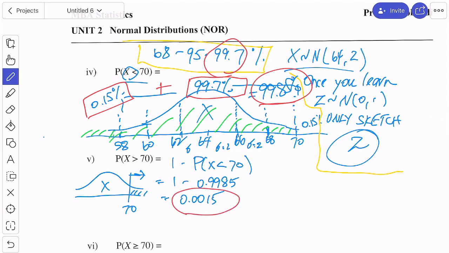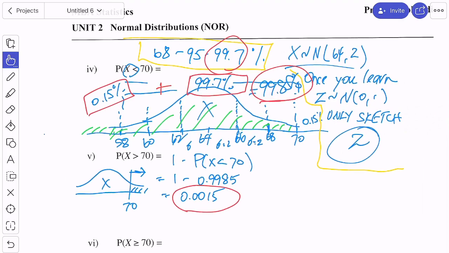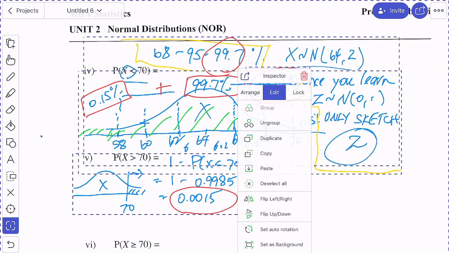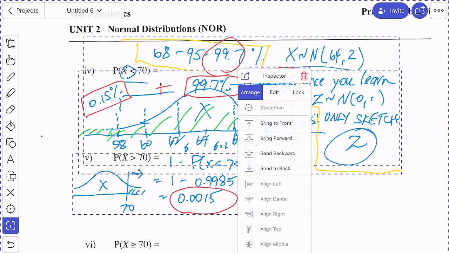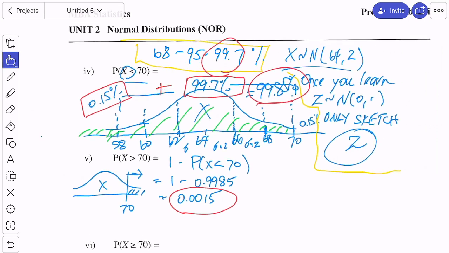For the next problem, see it? I'm going to make this smaller. Let me see if I can group them again. I'm playing around with this. I don't know why. No, I can't move it.